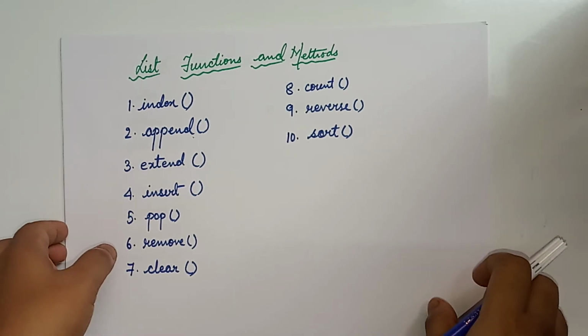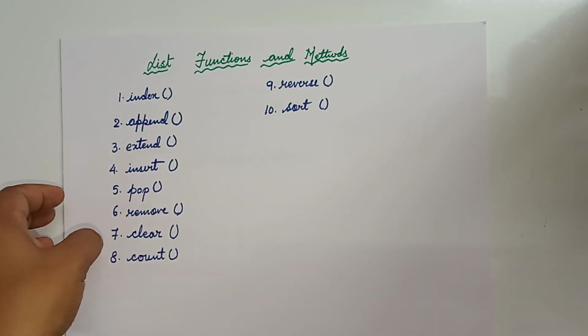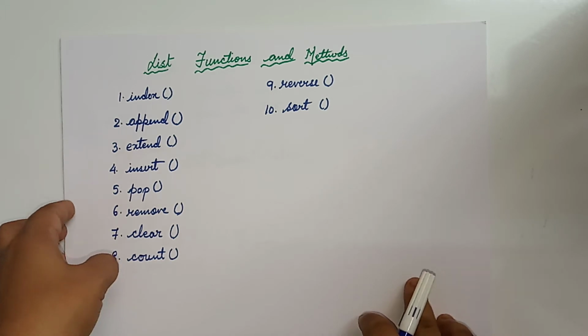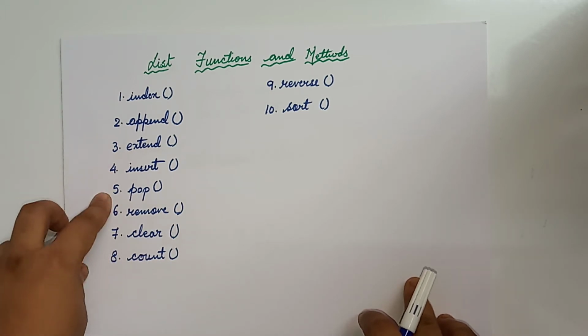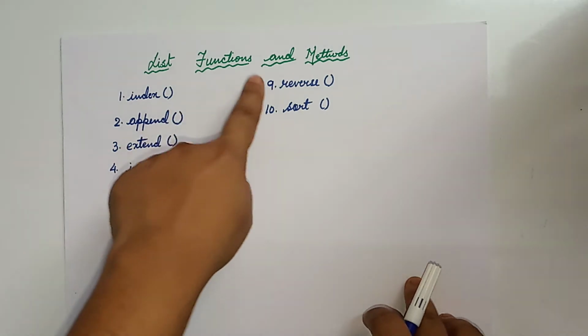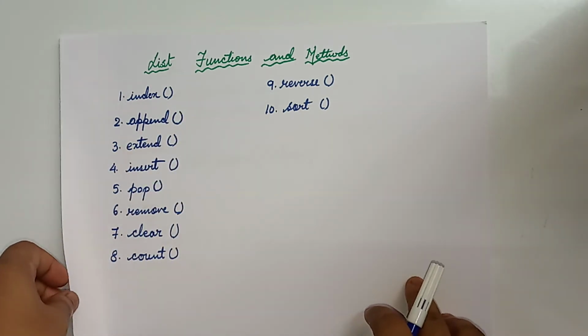Now let's talk about list functions and methods. Index, append, extend, insert, pop, remove, clear, count, reverse, sort. So these are the functions we are going to discuss.